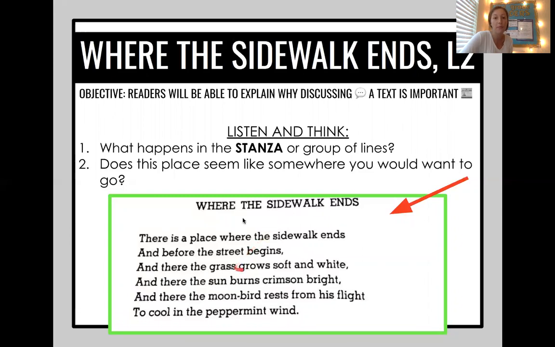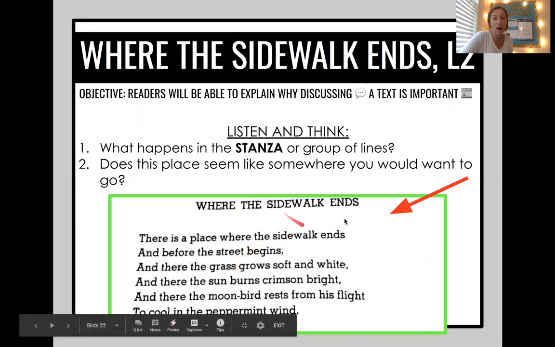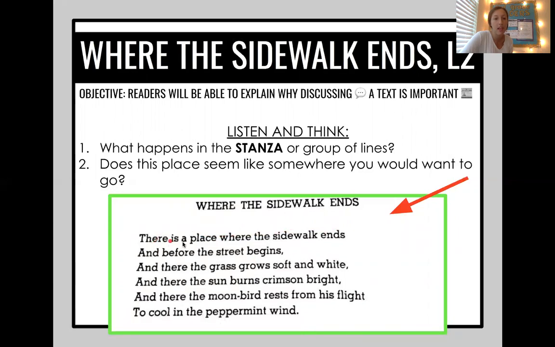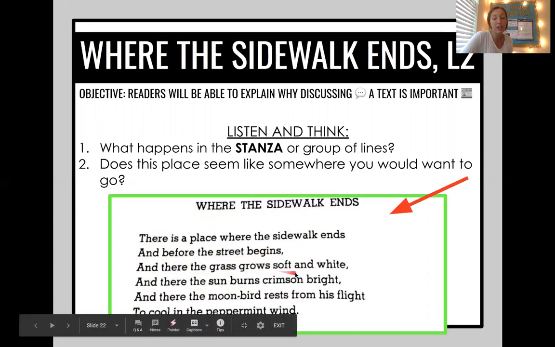Here we go. Where the sidewalk ends. There is a place where the sidewalk ends, and before the street begins, and there the grass grows soft and white, and there the sun burns crimson bright, and there the moonbird rests from his flight to cool in the peppermint wind.